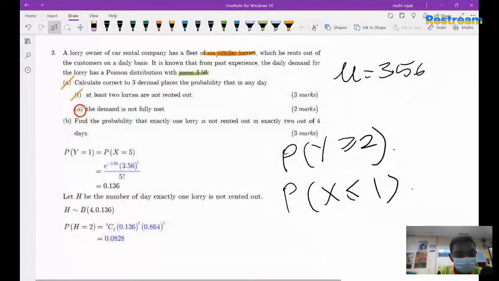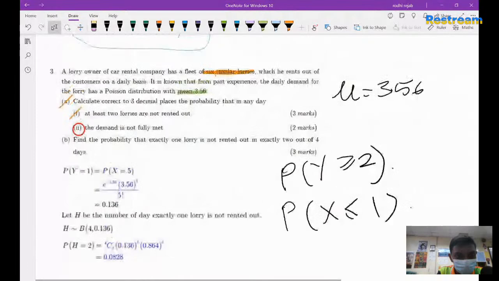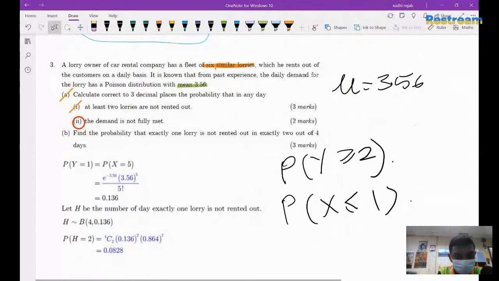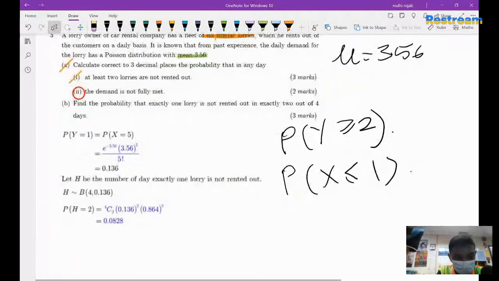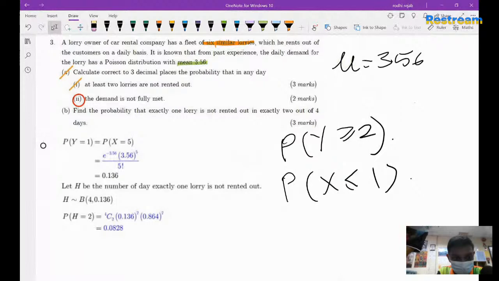Assalamualaikum. Two lorries are not rented out. The demand is not fully met. Find the probability that exactly one lorry is not rented out in exactly 2 out of 3. Aku sangkut. Dah aku tanya lah orang yang bagi soalan. Okay, kejap.